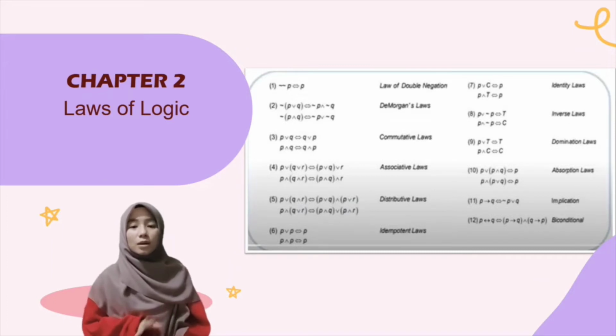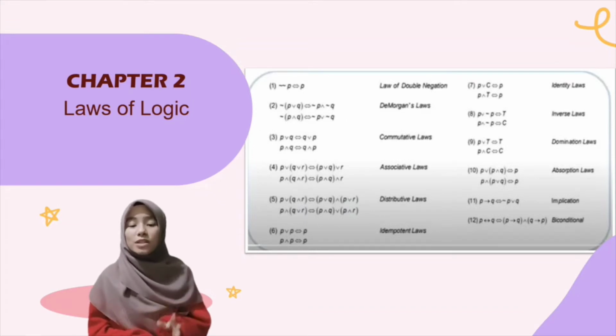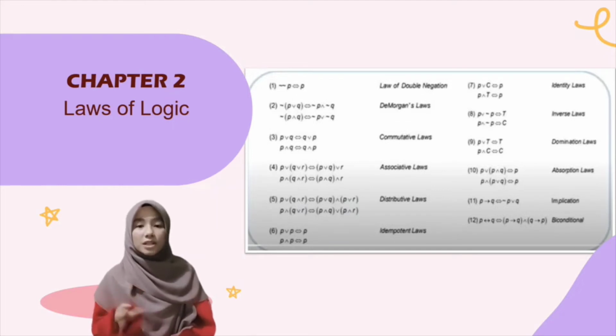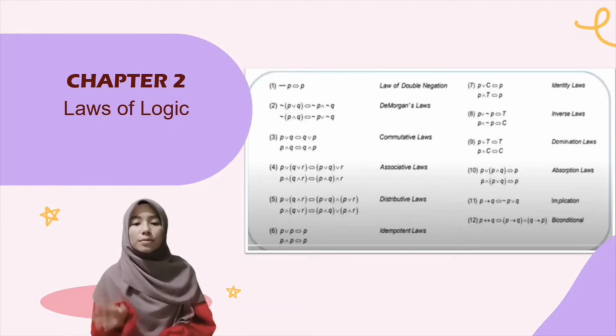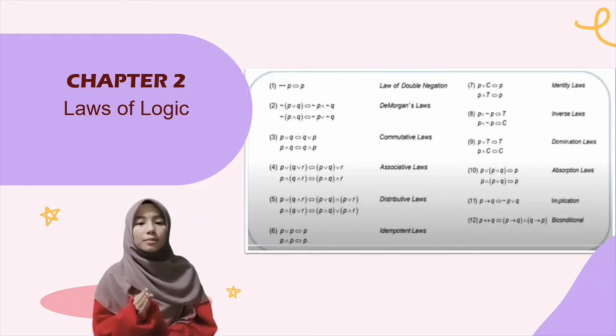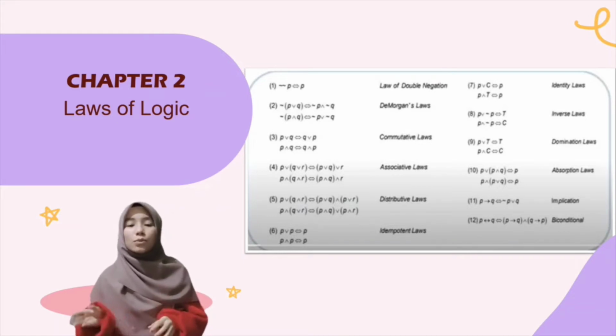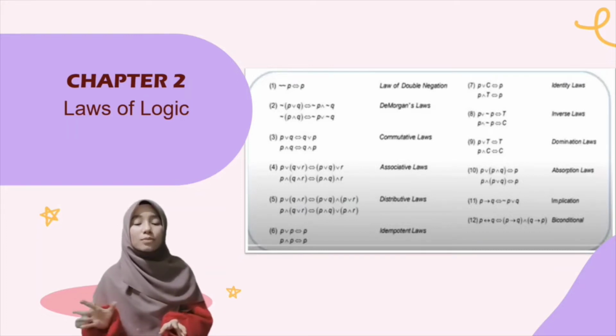Okay, the other laws are almost similar to the last chapter. Okay, but we had new laws which are implication and biconditional. Okay, for implication, when we equivalence, it will be not P or Q. Okay, then it will be implication law. For biconditional, when we equivalence, it will be P implication to Q and Q implication to P.